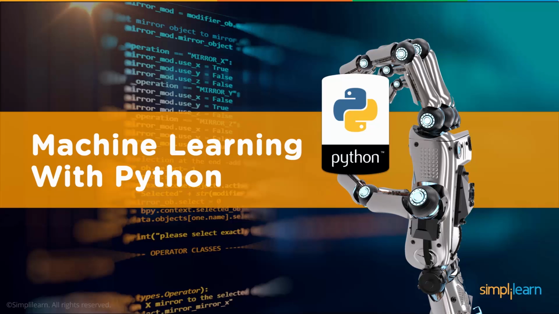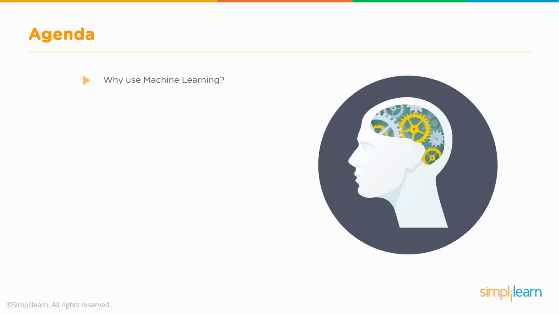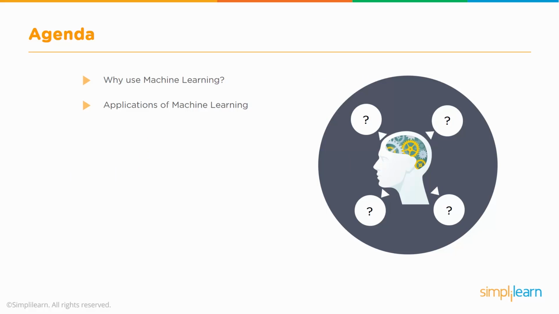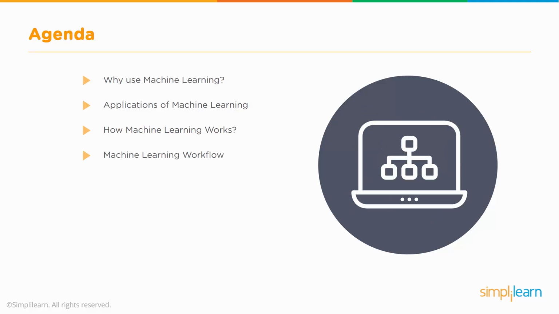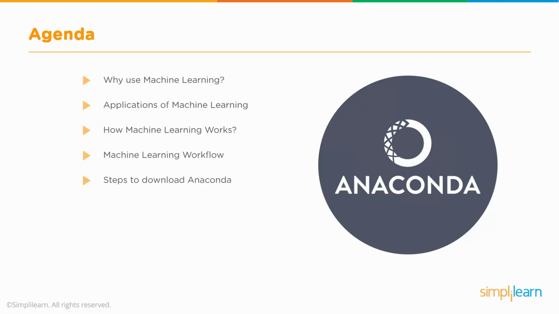Before we dive in, let's take a look at our agenda for today. We're going to start with why use machine learning and applications of machine learning. We'll follow that up with how machine learning works and machine learning workflow. Once we've gotten through these 4 points, we'll show you the tool Anaconda. This allows you to do some Python scripting, and where to download that from.